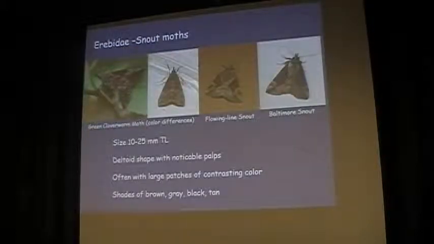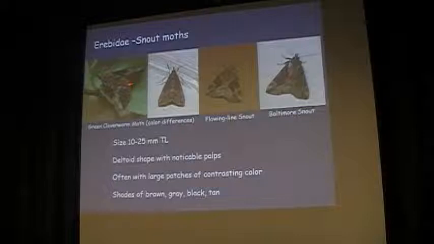Then you have the snout moths. They're called snout moths for obvious reasons. They got a nose. Those palps stick out. They're all pretty much broadly deltoid in shape. They have large patches of contrasting color. You can see in these two species. Usually shades of brown, gray, tan, and black. And you can see some of the color differences. These are the same species right here.